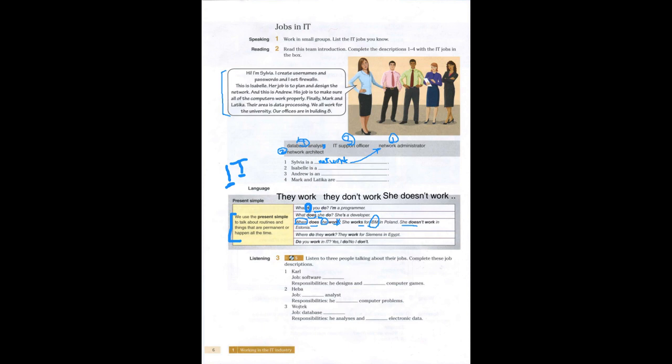Last question, do you work in IT? Yes, I do, or no, I don't. So this is the yes, no question that I have just explained to you. So you start with do if the subject is plural or pronoun you and I. Let's now move on to another point.